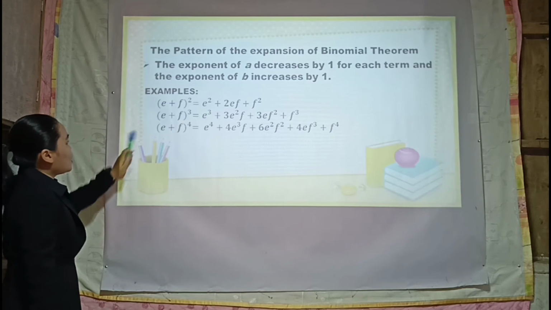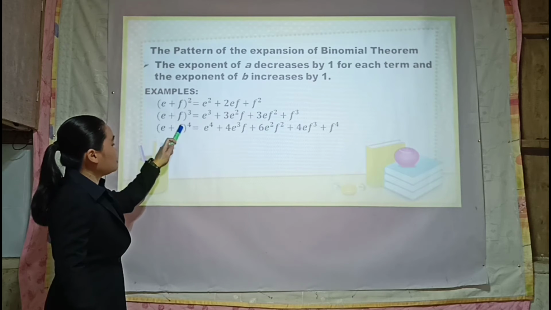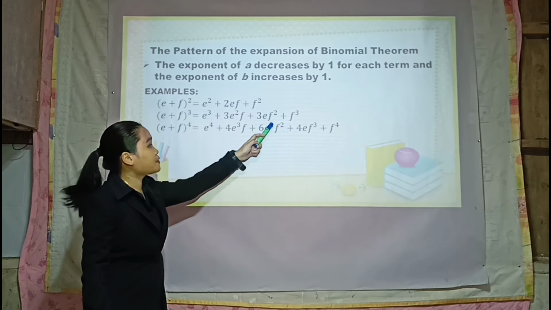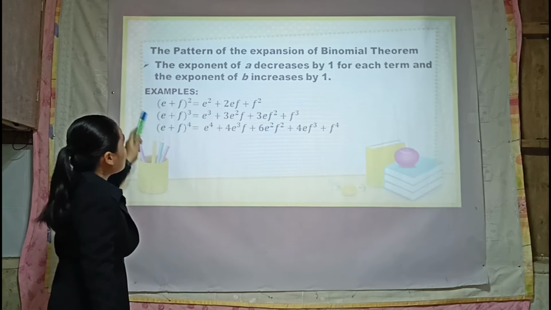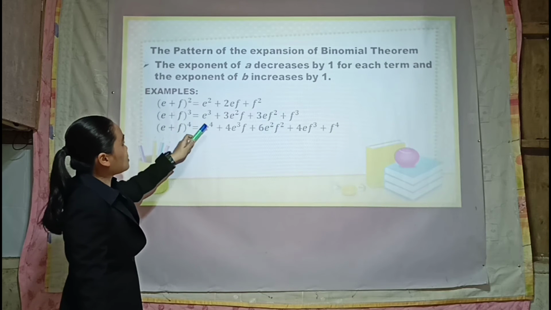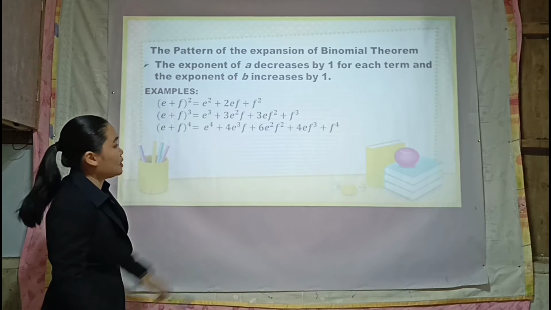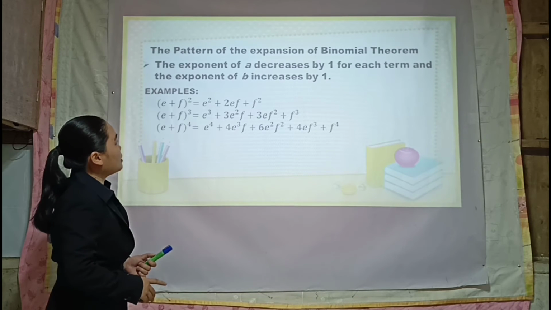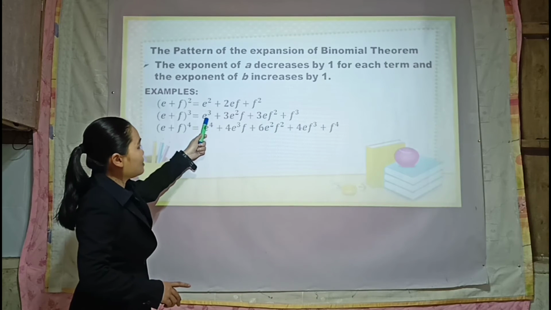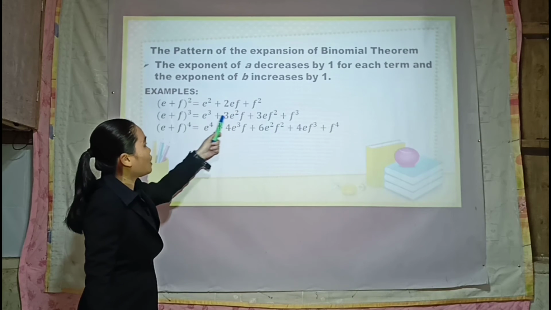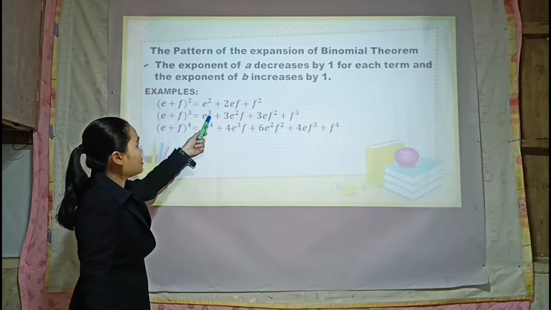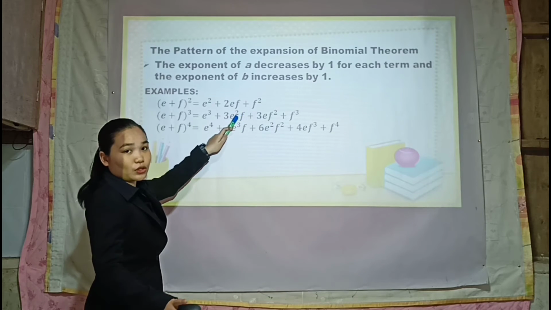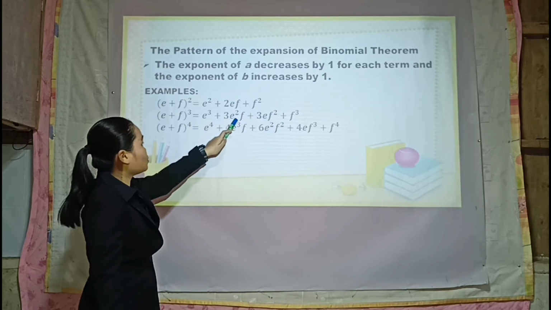Next example, we have E plus F cubed is equal to E cubed plus 3E squared F plus 3EF squared plus F cubed. So the exponent of A decreases by 1 in each term, and the exponent of B increases by 1. So from 3, in the next term, it becomes 2, and our F here, from 0, for the next term, becomes 1. So we don't need to put 1 here because that is understood.